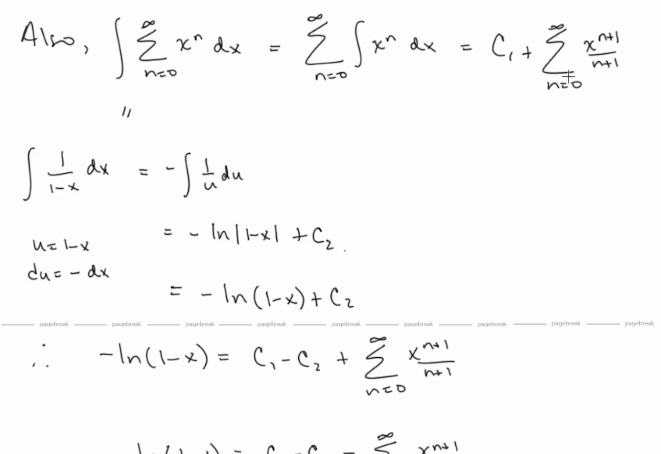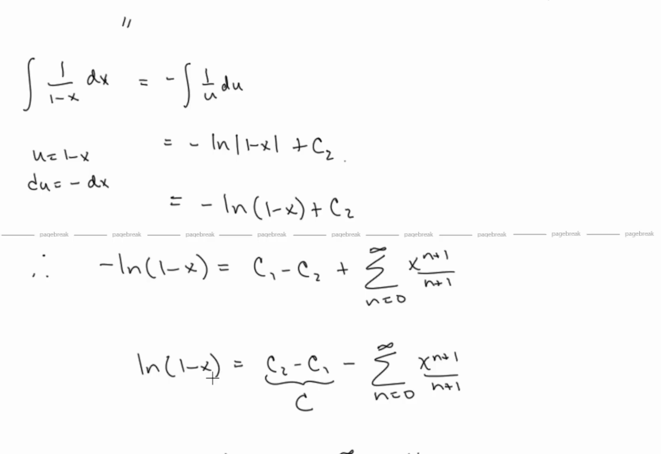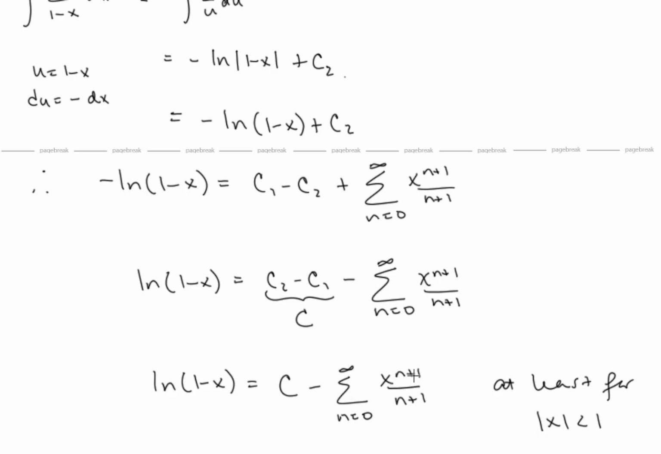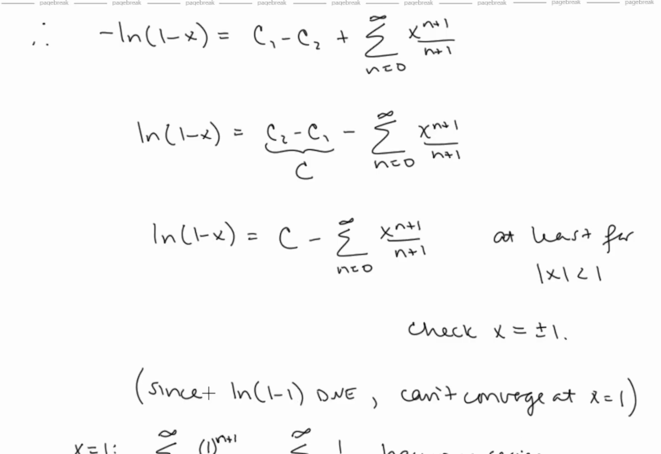So if we solve for the function ln of 1 minus x, we can call this c, and we have ln of 1 minus x is equal to c minus the series x to the n plus 1 over n plus 1. Again, we know that this is true at least for the x values where absolute x is strictly less than 1, but we need to check the endpoints of this interval, so we have to check x equals plus or minus 1. And again, when we look at x equals 1, we realize that ln of 0 does not exist, so x equals 1 can definitely not be in our interval of convergence.